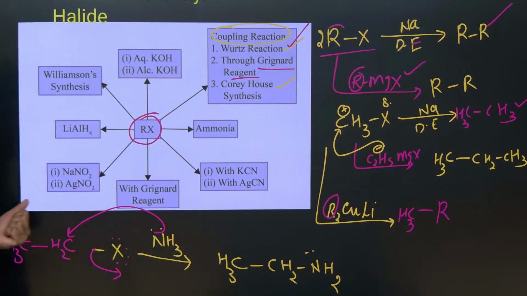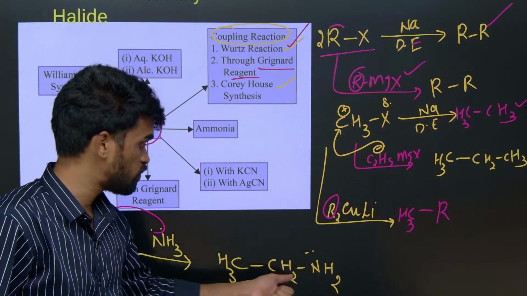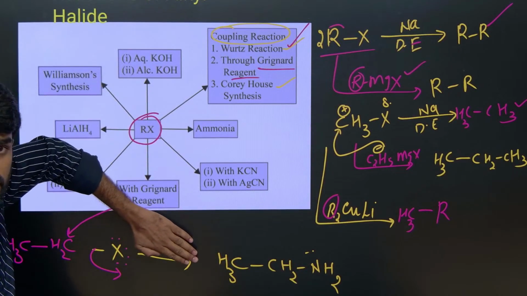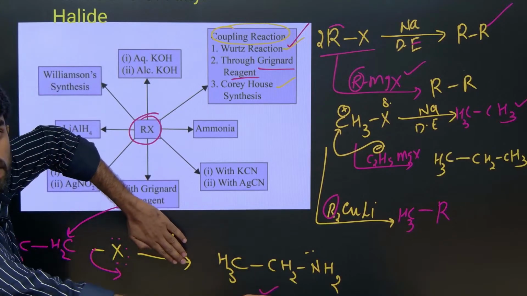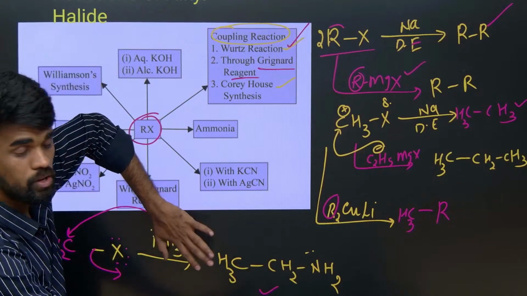So whenever we take excess of alkyl halides, we will be getting quaternary ammonium compounds, because the amine will be more reactive than ammonia. Therefore, instead of ammonia being involved in the reaction, the amine will be involved in further reactions, giving quaternary ammonium salts. I hope it is clear.